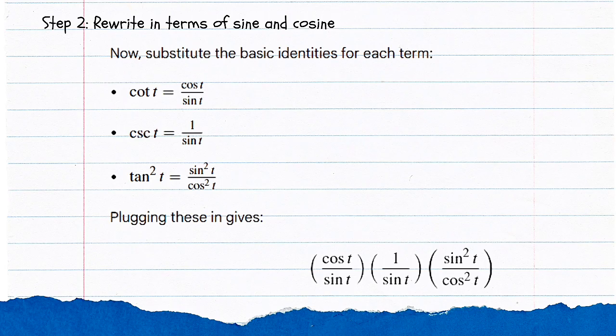Step 2 is to rewrite in terms of sine and cosine. Now, we substitute the basic identities for each term. For cotangent t, it is equal to cosine t over sine t. For cosecant t, it is equal to 1 over sine t. For tangent squared t, it is sine squared t over cosine squared t. If we plug this into the original expression, we get cosine t over sine t times the quantity of 1 over sine t times the quantity of sine squared t over cosine squared t.